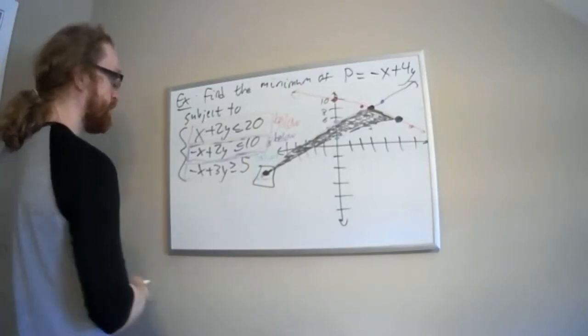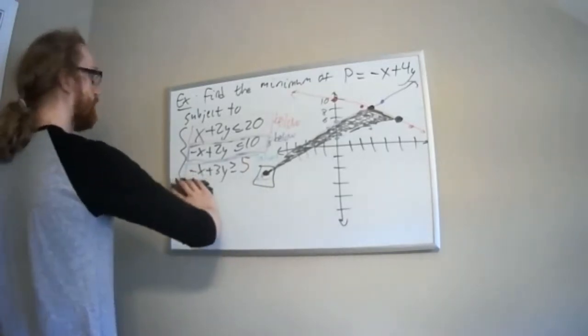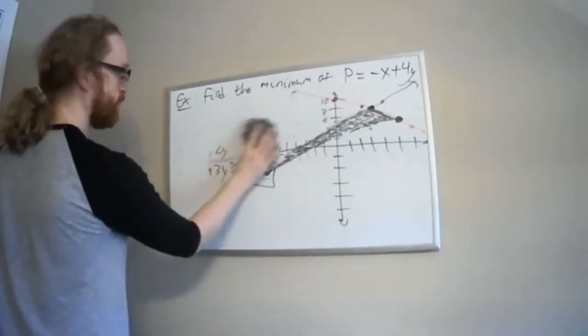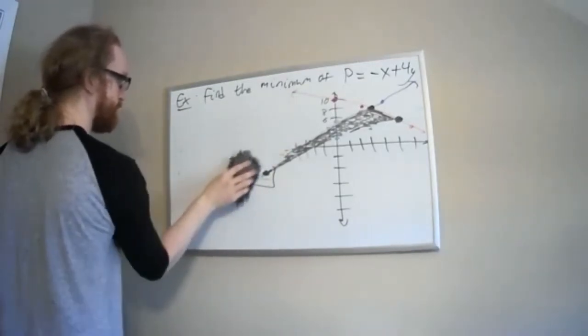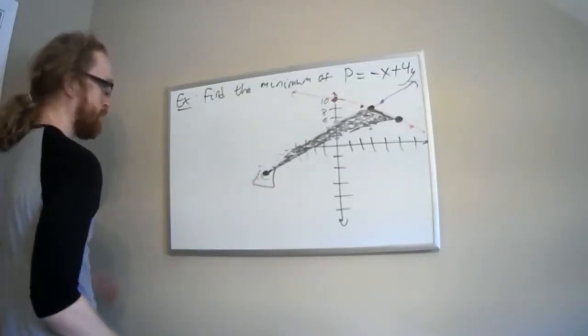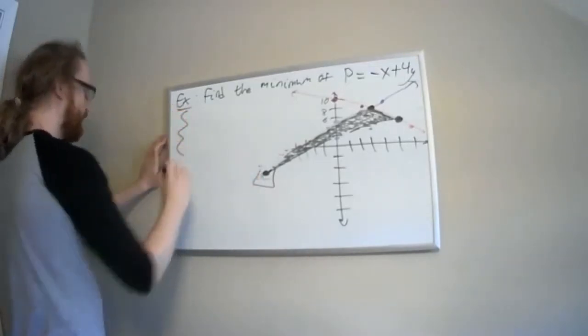Which two equations intersect there? I'm going to maybe erase this part, give myself some more room to calculate. So here I'm looking for where the red, the green and the purple lines intersect at that corner point.